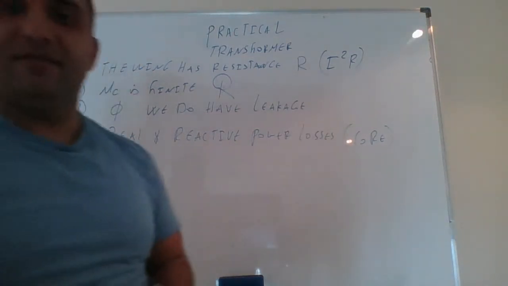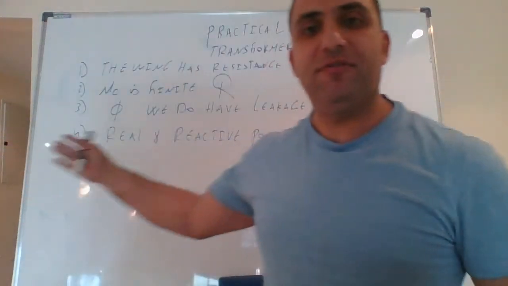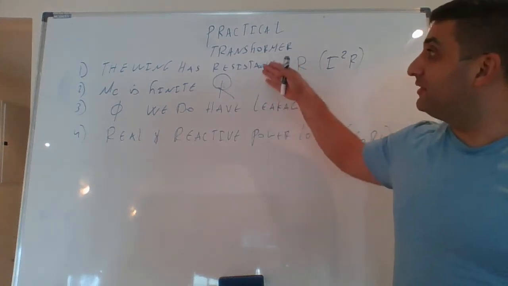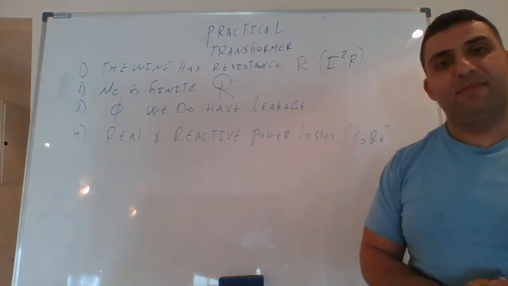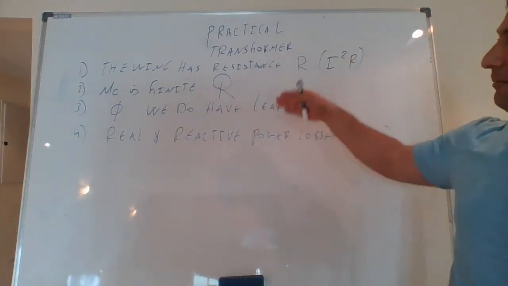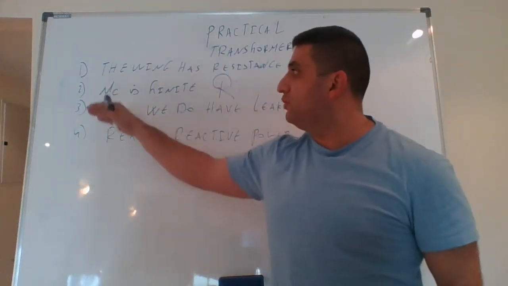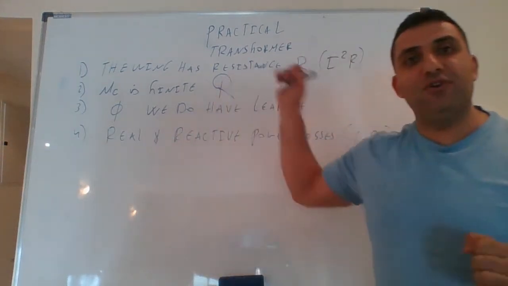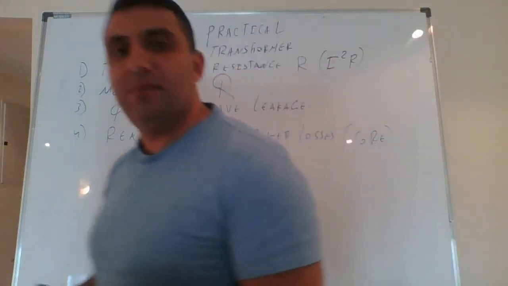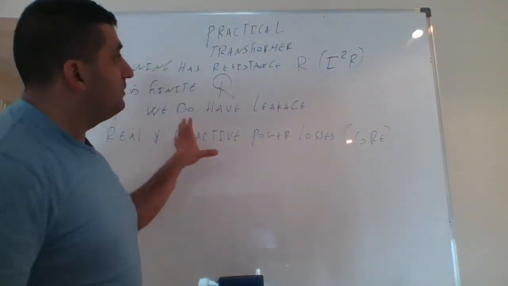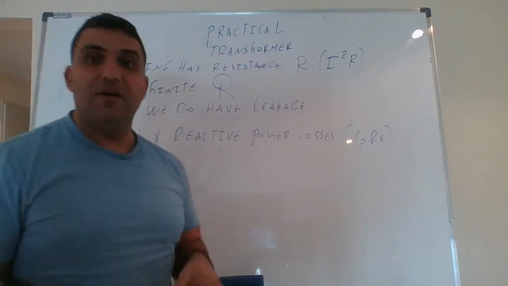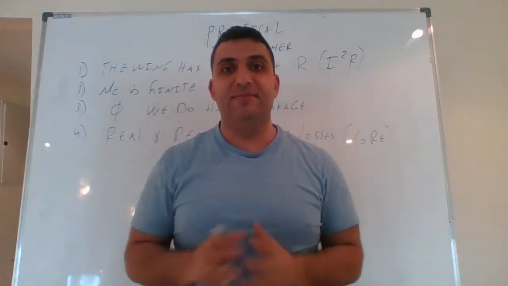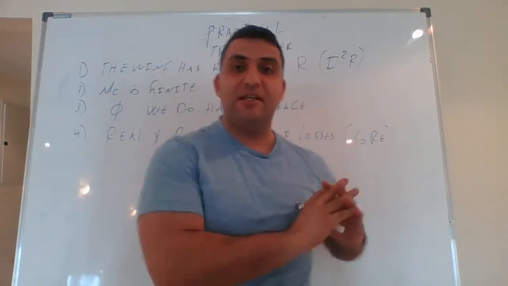These 4 elements determine the boundary of the practical transformer. Same as for the ideal transformer, these 4 elements, the resistance, mu, the flux, and the core losses, determine the boundary. Now, if we take all this information, as an electrical engineer, I need to represent this in a circuit. How do I represent this in a circuit? Let's see.